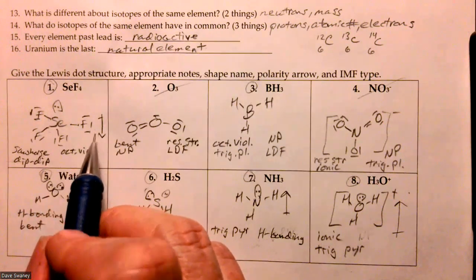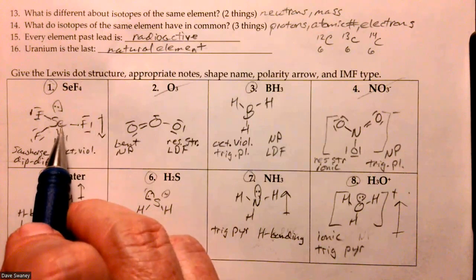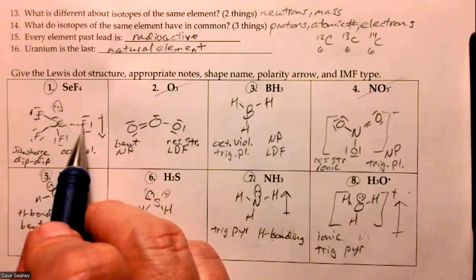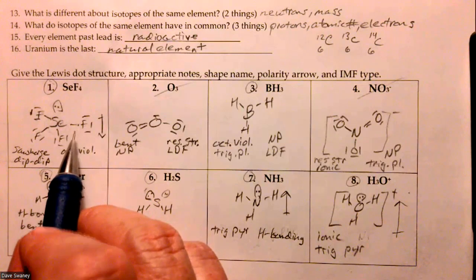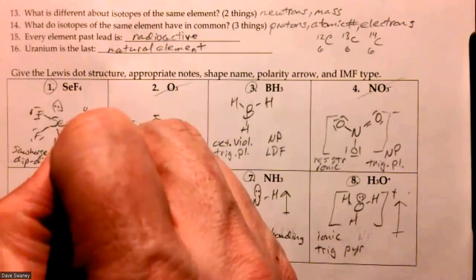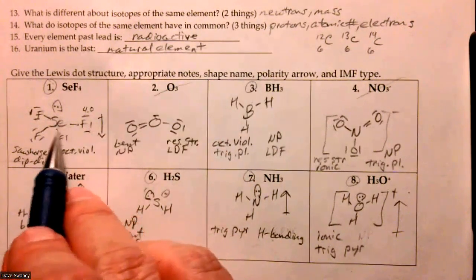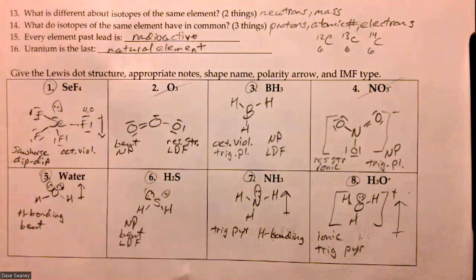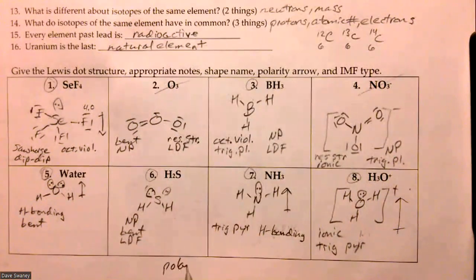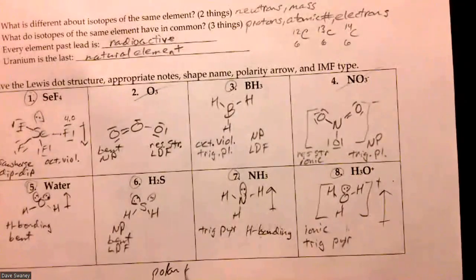It is polar because go look at the electronegativity difference between selenium and fluorine on your electronegativity chart. I remember that this is a 4. And if we have a difference of 0.5 or greater, then we have a polar bond. So polar bond is greater than or equal to 0.5.